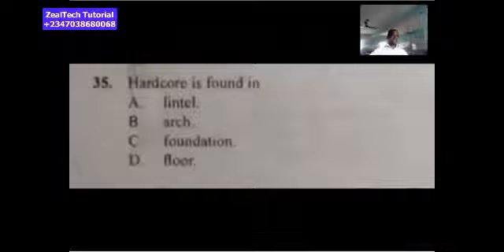Now, we have 35. Hardcore is normally found in the foundation. Yes, that is C, the correct one. A lintel is on top of a window. An arch is on top of a window and door, and the floor is found inside the house. So hardcore is not found in any of them except the foundation.